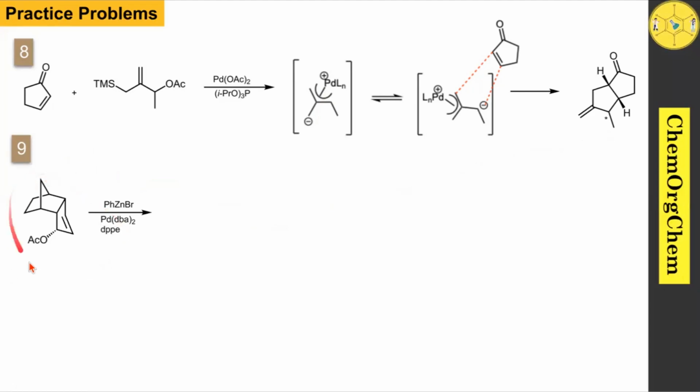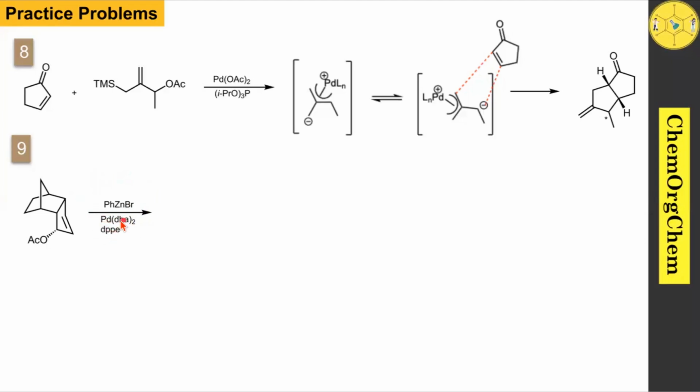Let's move to our ninth practice problem. So this is the problem. Here you can see that this allylic substrate reacts with an organozinc reagent under palladium 0 catalysis. So this organozinc reagent acts as a hard nucleophile. I hope most of you are aware of the mechanism involving hard nucleophiles. As per this, the first step of the reaction is mostly similar to that with soft nucleophiles.